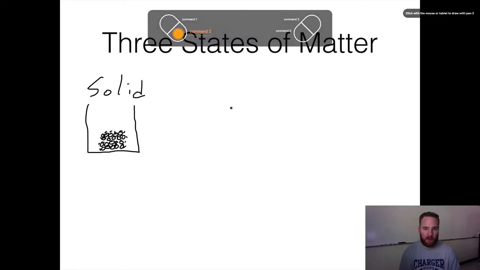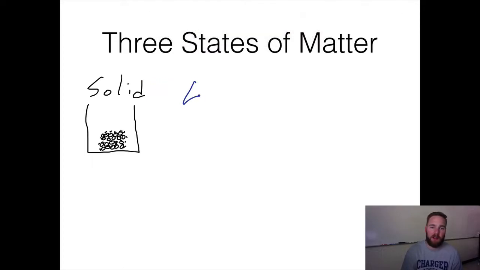Let's move on. Maybe try a different color here. I'll come back to that color. Let's try blue for liquids. That makes sense, right? Liquids are the second state of matter.